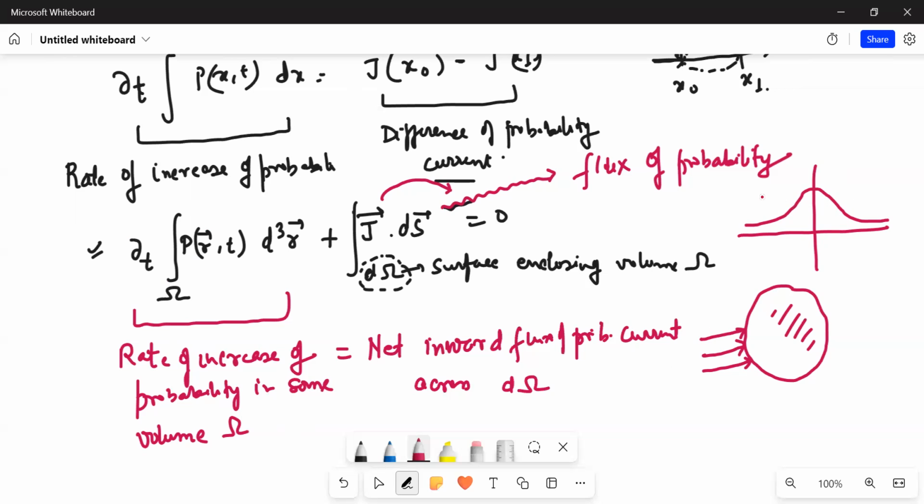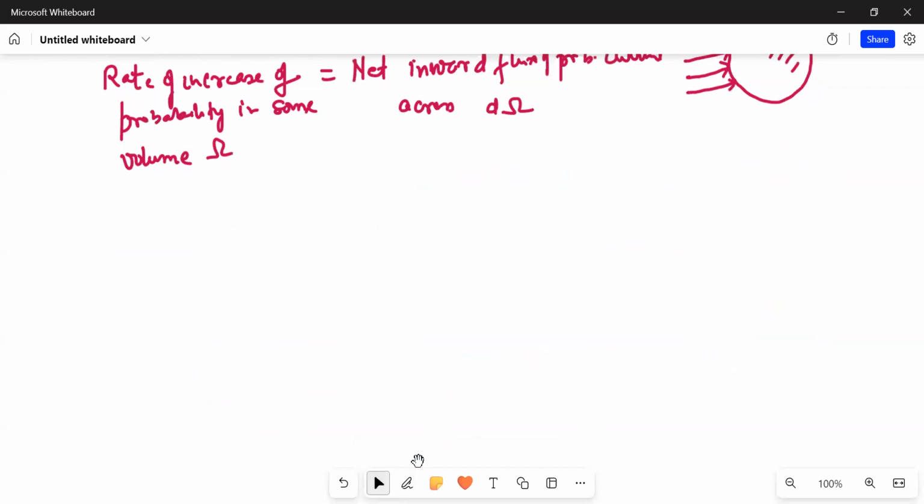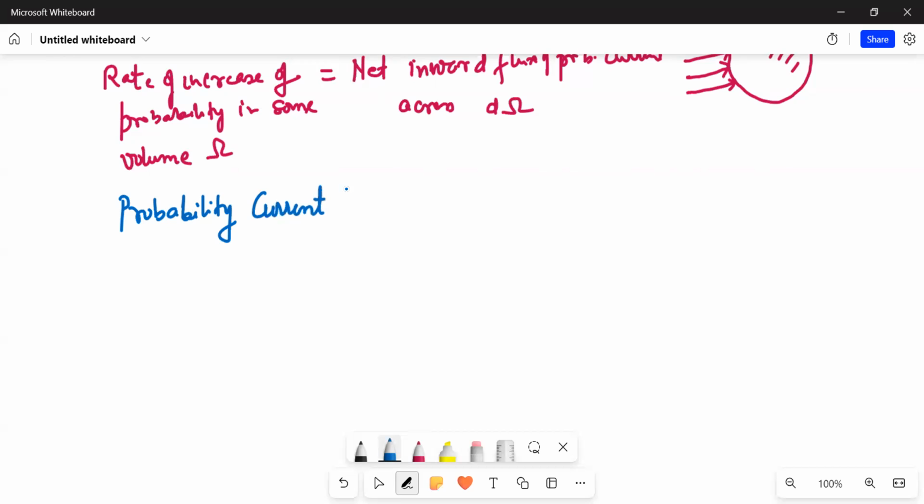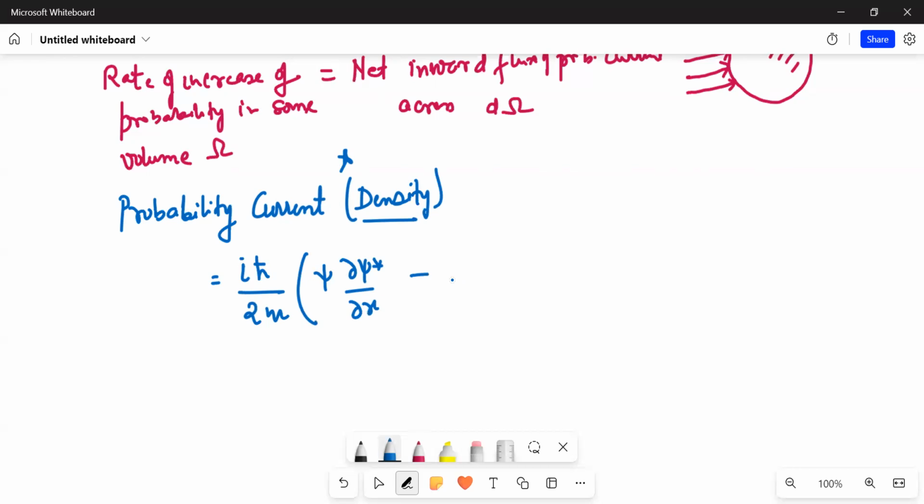This also derives from the law of conservation of probability, and we get one important quantity which is usually asked in the exam, called the probability current density, or at least probability current for now. Usually we use the word density also. I'll find out why it is called density and revert to you tomorrow. Usually it is written as iota h cut upon 2m, in 1 dimension, psi del psi star upon del x minus psi star del psi upon del x.